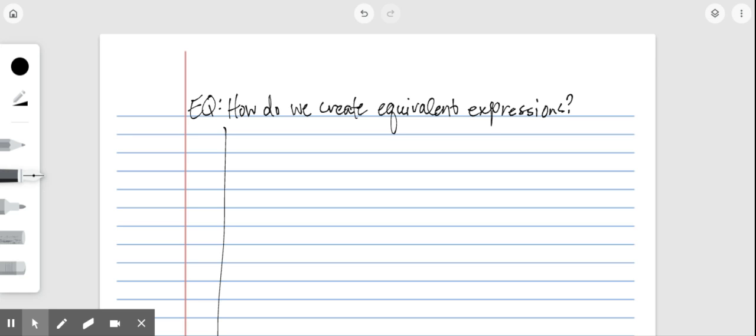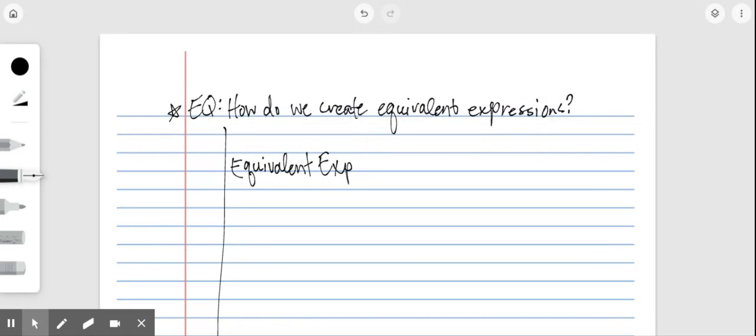All right, beautiful people. So today we're talking about equivalent expressions and how we create them. So the thing about equivalent expressions is that whether you remember them or not, you have been writing them all your life. So let's start by writing down what it means to be an equivalent expression.